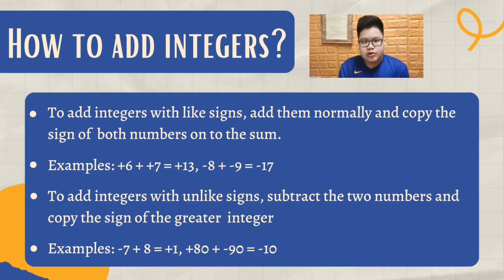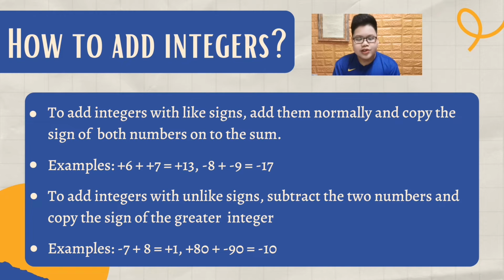To add integers with like signs, add them together as normal, and copy the sign of both onto the sum. Examples: +6 plus +7 equals +13, and -8 plus -9 equals -17.